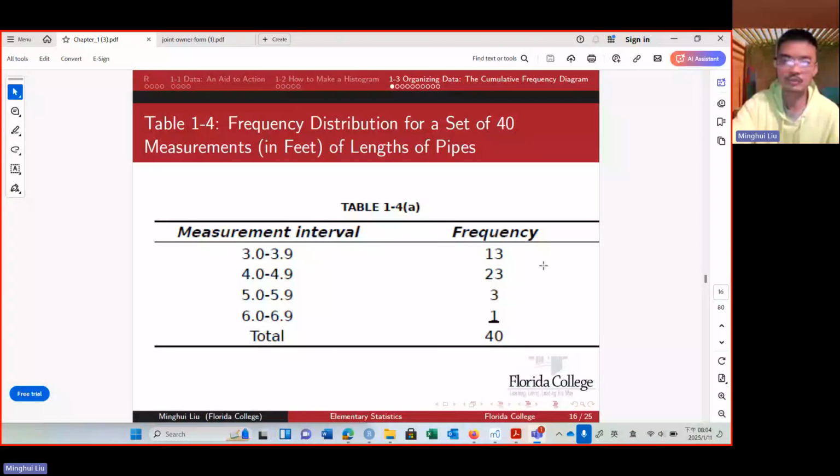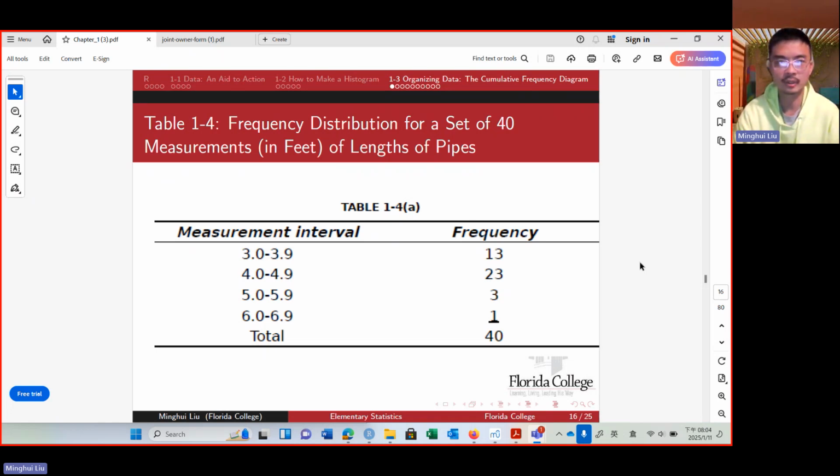Let's continue our discussion in chapter 1. Last time we talked about how we're going to do the histograms and what they represent. And today we're going to look at different ways to visualize the data. So first of all, let's take a look at this table.